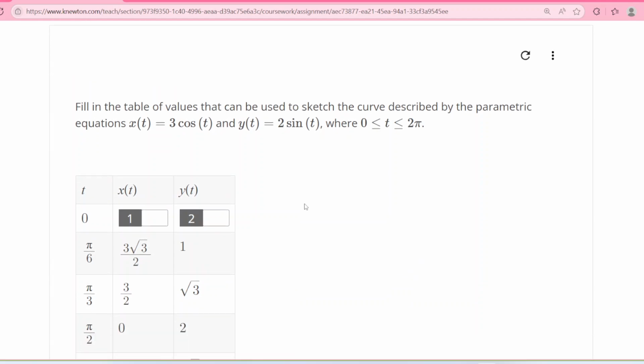So in this question I'm going to work on today, fill in the table of values that can be used to sketch the curve described by the parametric equations. X of t equals 3 times cosine of t, and y of t equals 2 times the sine of t, where t is in radian measure and ranges from 0 to 2 pi radians inclusive.